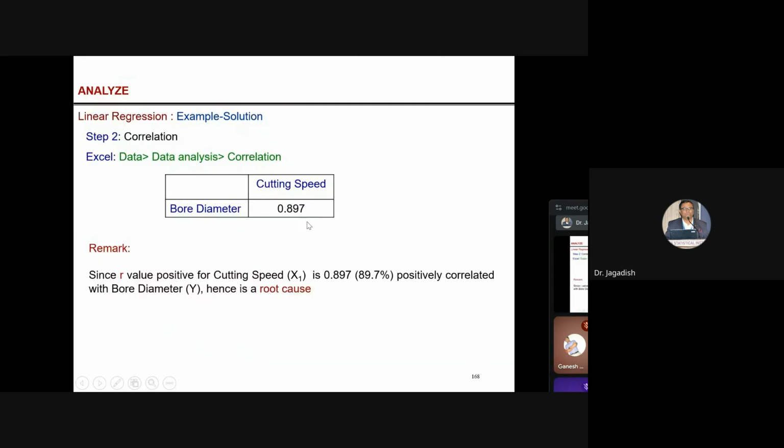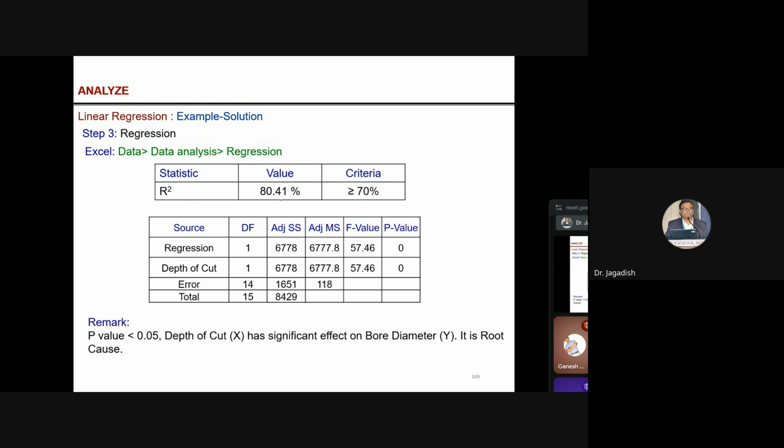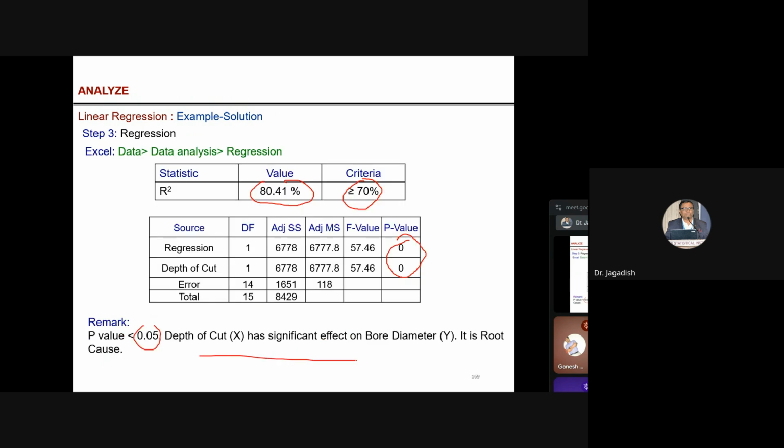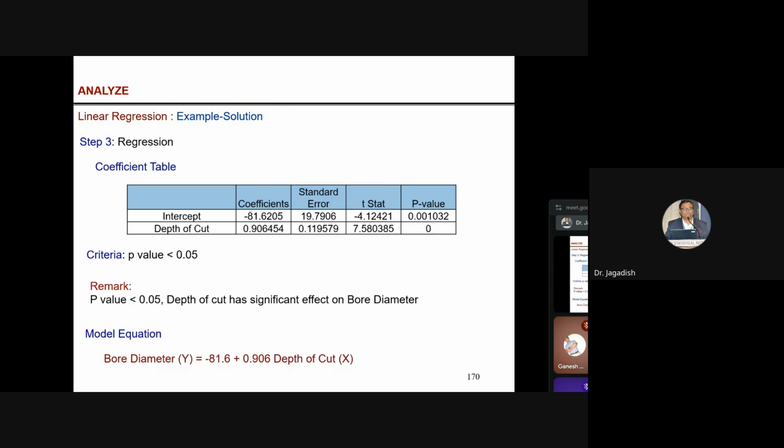In this case, the correlation value is 0.897. It is positive, and R square is 80.41%. It is greater than 70%, 80%, so it can be considered a good enough model. And these are the regression p values from the regression analysis, and the p value is less than 0.05, so depth of cut is a significant factor. These are the coefficients we got, and we have modeled the equation like this: y equals minus 81.6 plus 0.90 times depth of cut.